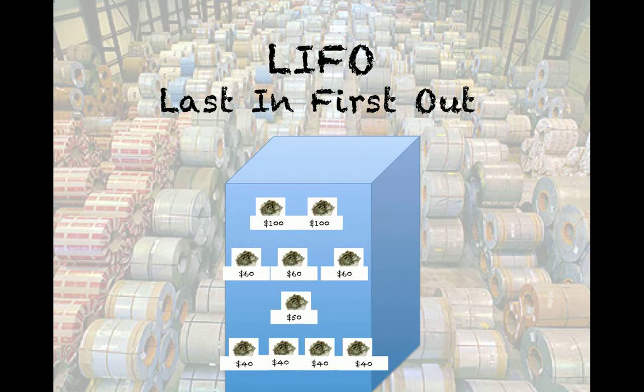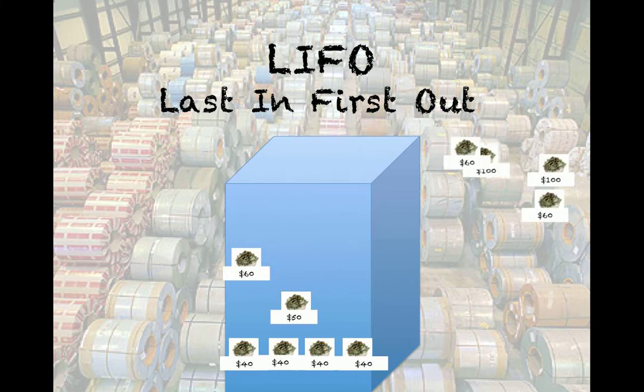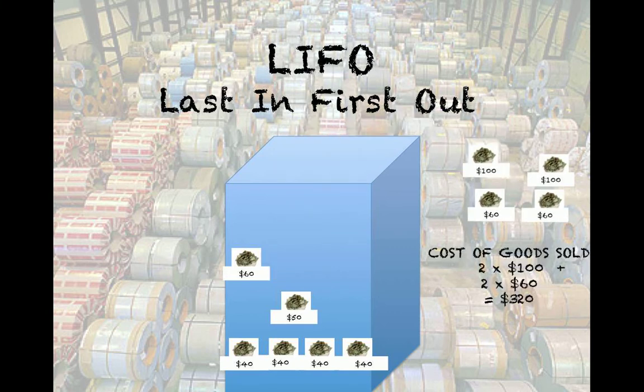The second method, LIFO, or last in, first out, assumes that the most recent inventory purchased is the first to be sold. Using the same example as above, if 4 items were to be sold, the cost of goods sold would equal $320 and the closing inventory would be $270.